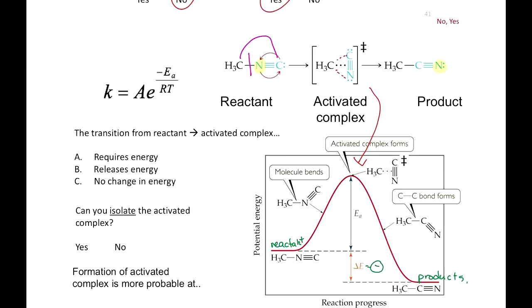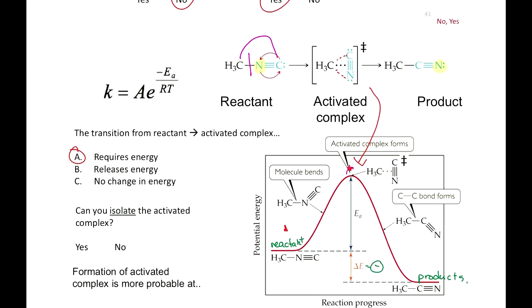All right, okay, so let's look at this reaction, think about it. How can we go from reactant to activated complex? What do we got to do? We got to give it energy, right? So in order to get up that hill to make the activated complex, we have to give the reaction energy, like from temperature. Do you think you can isolate that activated complex? Just think about it.